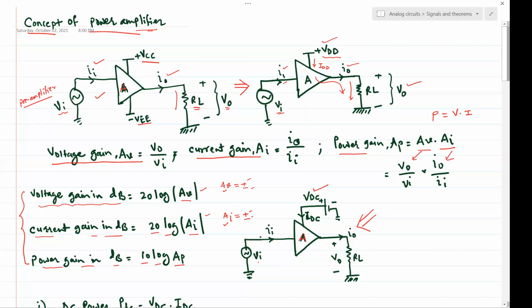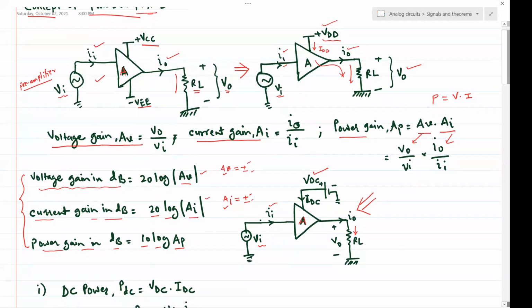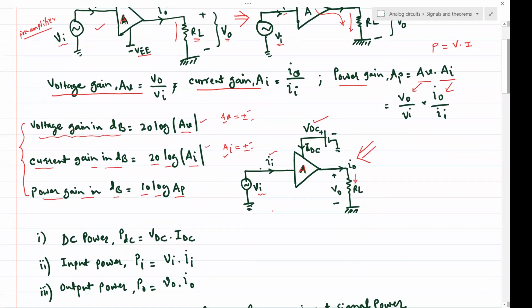Then we have the input signal VI that sources a current II, and then we have the output current IO that flows through the load, which develops the voltage across the load as VO. All right, so let us see how it works. First of all, we can determine and calculate these three quantities.